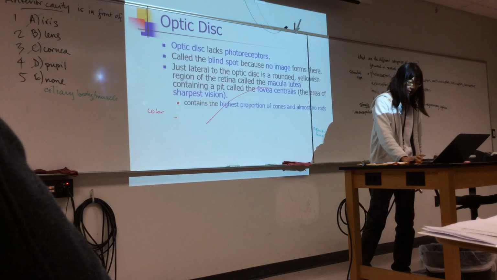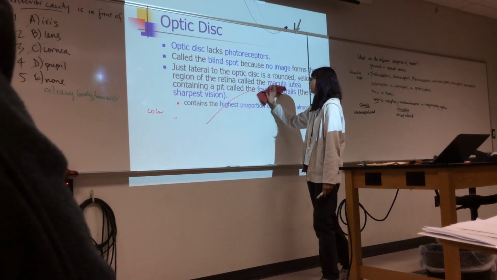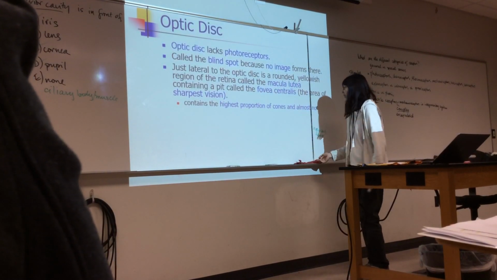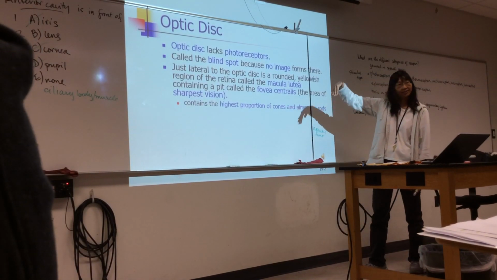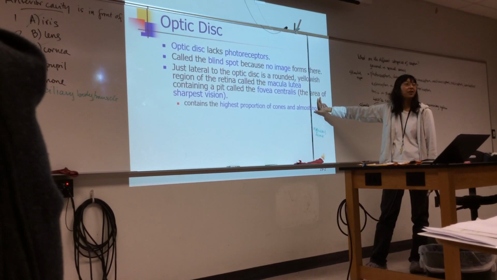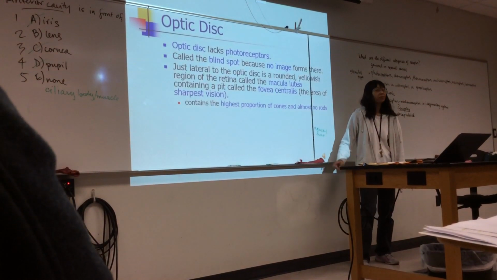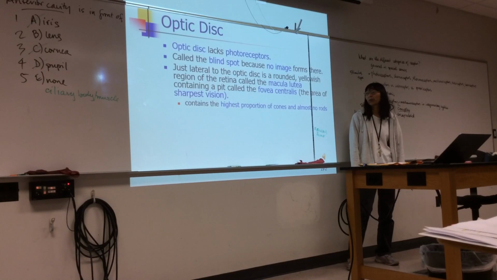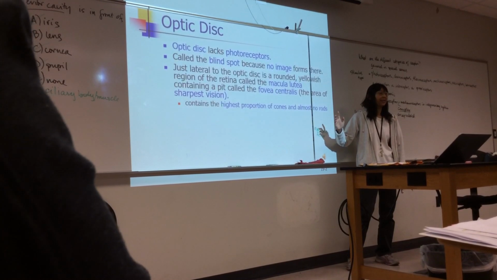Okay. So we call optic disc the blind spot because it lacks photoreceptor. That's all it is. Lacks photoreceptor. Okay. Now, I've pointed out fovea centralis multiple times. Why? Because it's important. It's that pit, right, that sunken area. Because it's why? It's your sharpest vision. Your sharpest vision. Okay. Why is it sharpest vision? Highest proportion of cones and almost no rods. No rods.